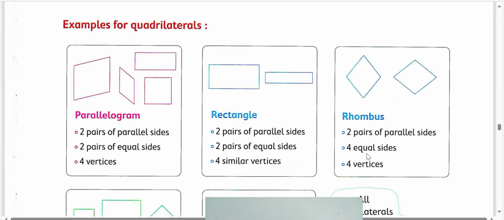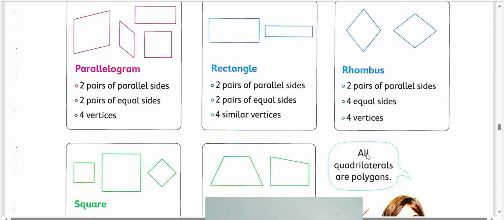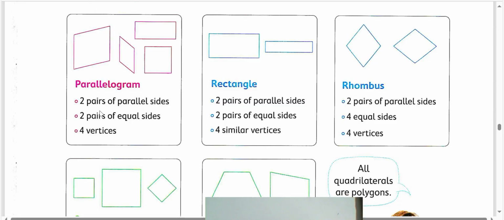Next question. You can read with me. The parallelogram has 2 pairs of parallel sides. 1, 2, it's the first pair. The second pair is here. So we have 2 pairs of parallel sides and 2 pairs of equal sides. And we have 4 vertices. 1, 2, 3, 4.